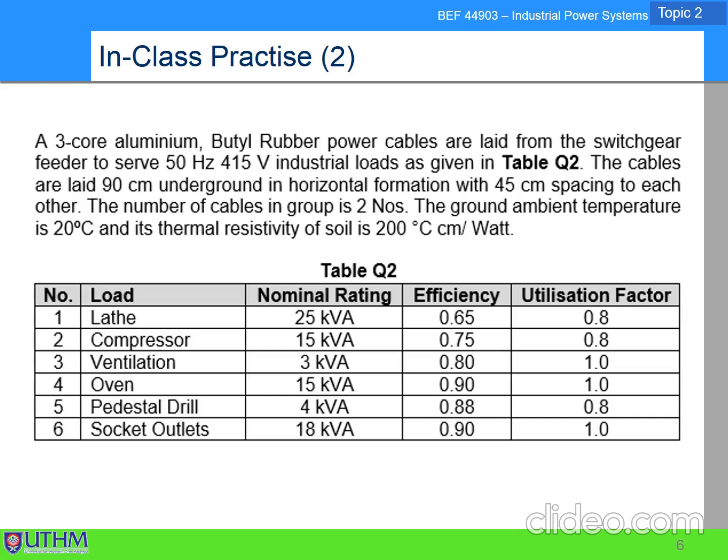All the information is in the table. The first column is the type of load, and then we have the nominal rating, the efficiency, and also the utilization factor.